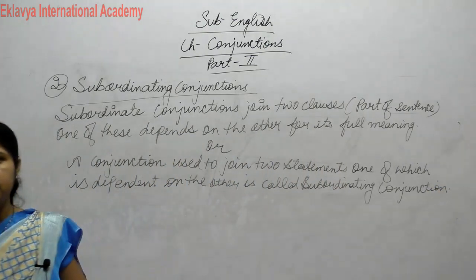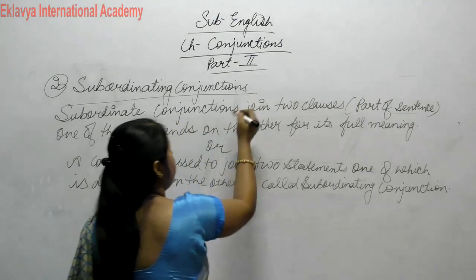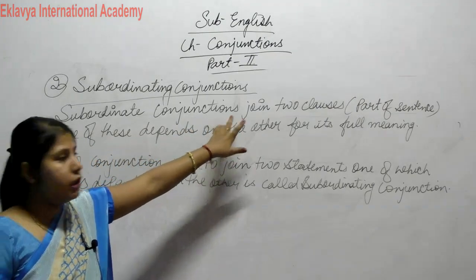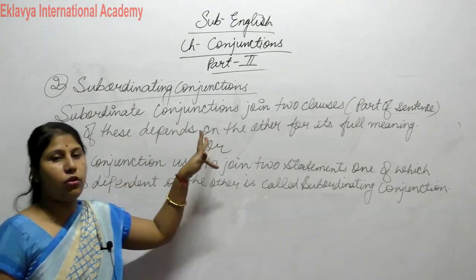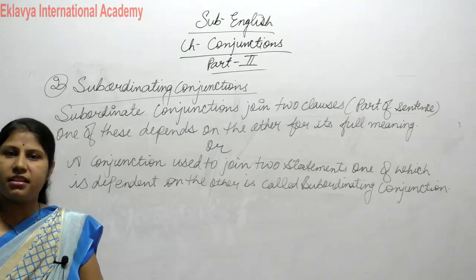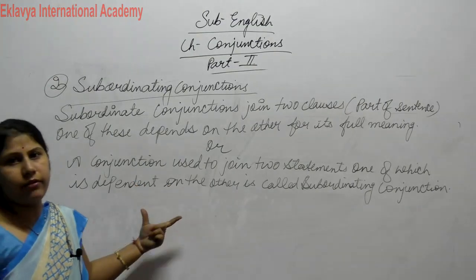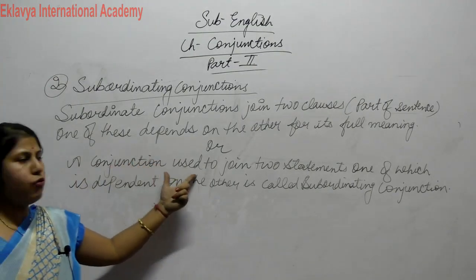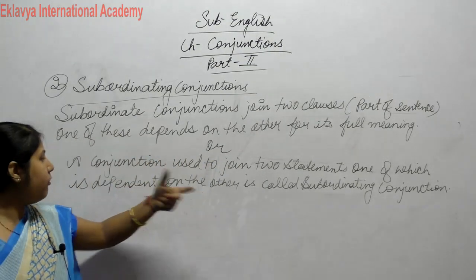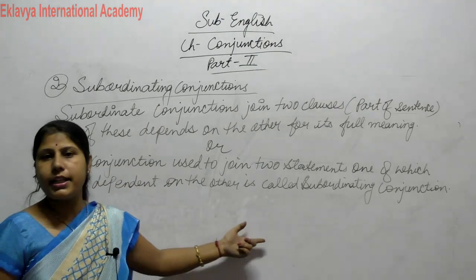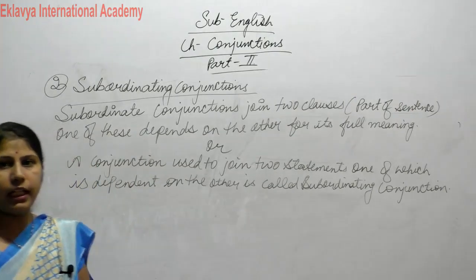Definition of subordinating conjunctions, clear? First of all, subordinating conjunctions join two clauses. It means two parts of a sentence, one of which depends on the other. The first one depends on the second one, and the second one depends on the first one. In another way, we can say a conjunction used to join two statements, one of which is dependent on the other, is called a subordinating conjunction. So this is the definition.